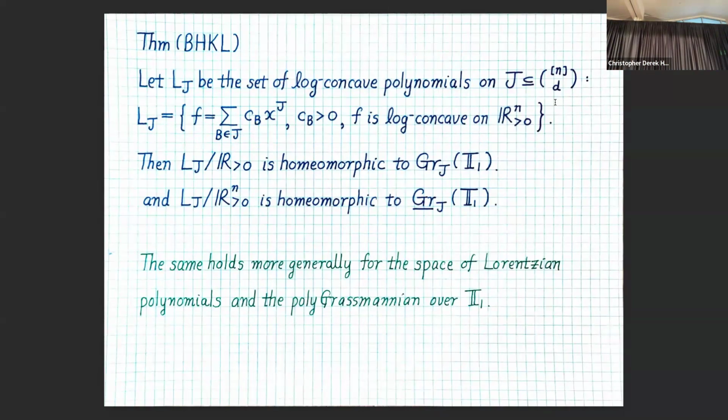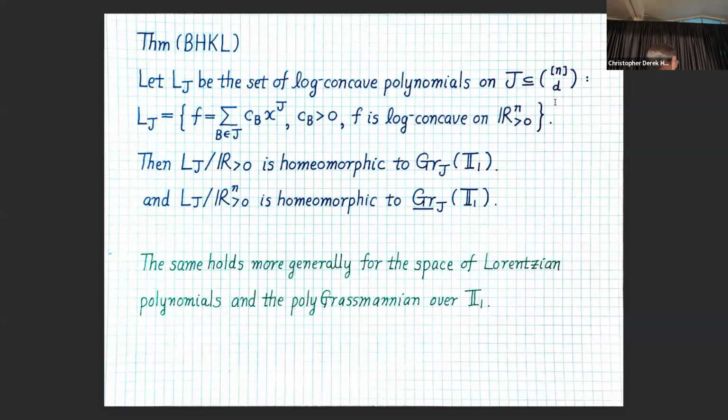Somebody gives you a bunch of D subsets of N, and I'm going to view each one of them as a monomial. And then I'm going to consider all the non-negative linear combinations of them and collect only the polynomials that are log concave. That is my set Lj, the set of log concave polynomials on J with positive coefficients. That's what I mean by polynomials on J.